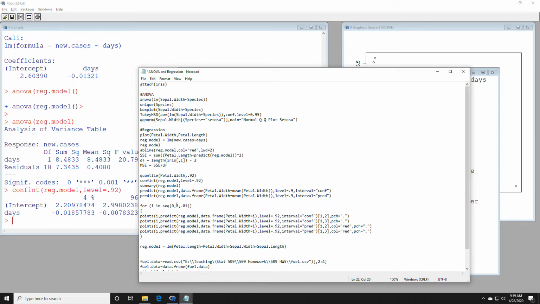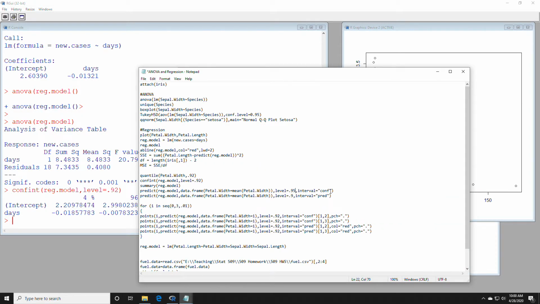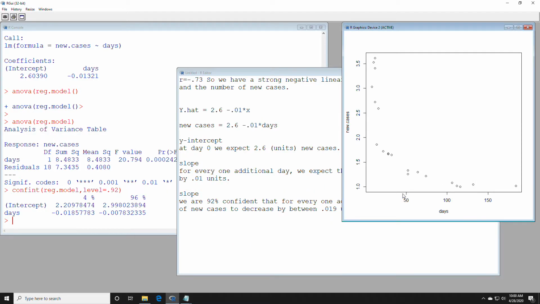Okay, so another of the questions was about prediction and confidence intervals. So first I'll just go ahead and do a confidence interval. I'll do a 95% confidence interval. And so one question we might have is, say at 3 months out, 90 days, what do we expect the average number of new cases to be? What do we expect the mean value of y to be? If we're interested in the mean value of y, that would be a confidence interval.